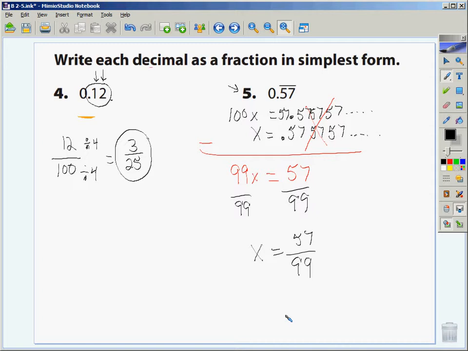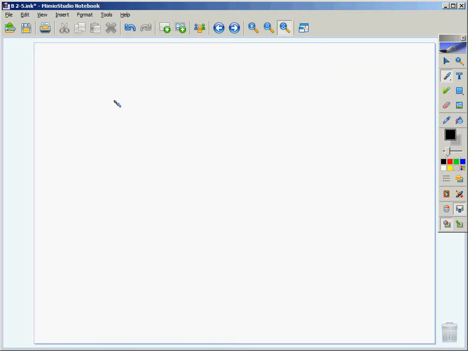Everybody with me? Understand how to do that one? Do we need to do another one like that so you feel better? Okay. So this time I'm going to do one that we should already know. Okay? I'm going to do 0.3 repeating. Because we already know that should be what? 1/3. We already know this.